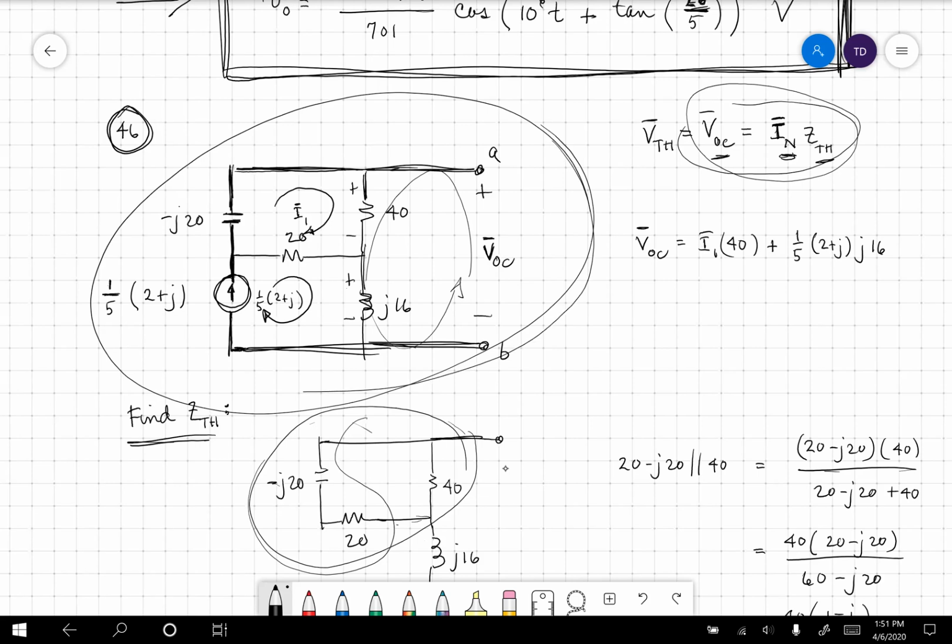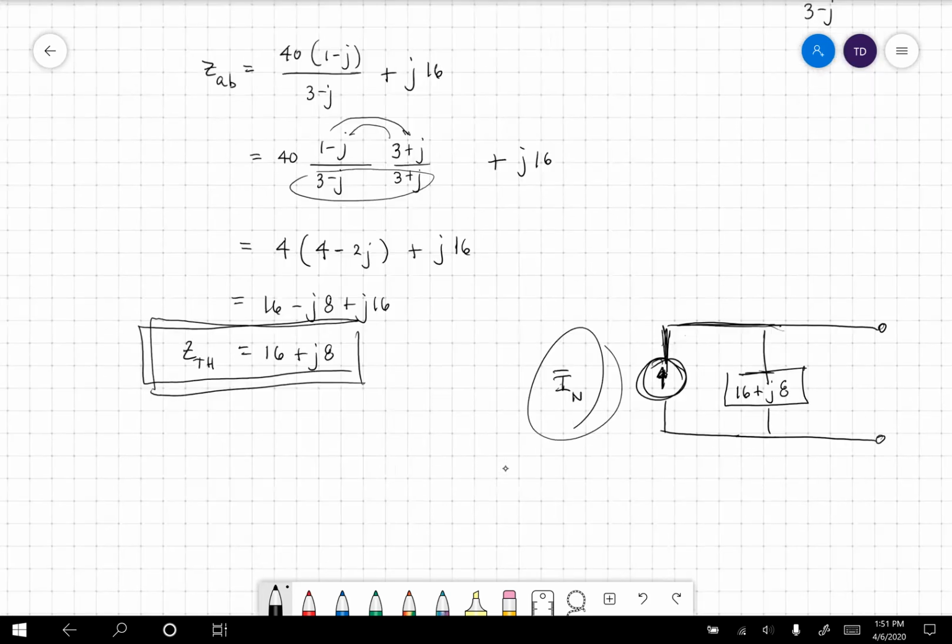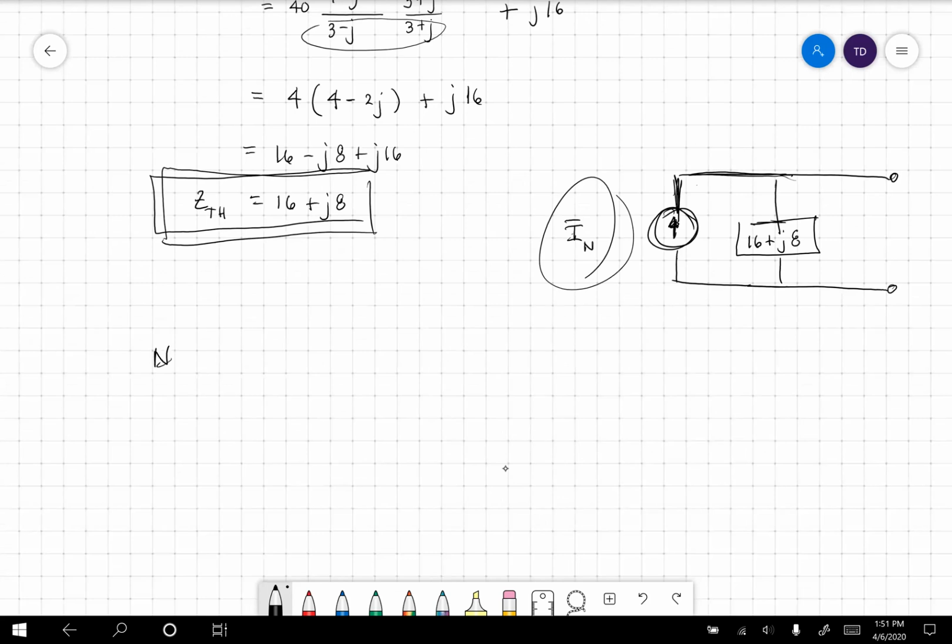So you're left with taking this circuit here, just working that and solving that circuit for I1. Once you have I1, you can then find VOC. Once you have VOC, now we go back down to here. Once you have VOC, I Norton is equal to VOC divided by Z Thev. Okay, so you're left with just solving for VOC to get that.